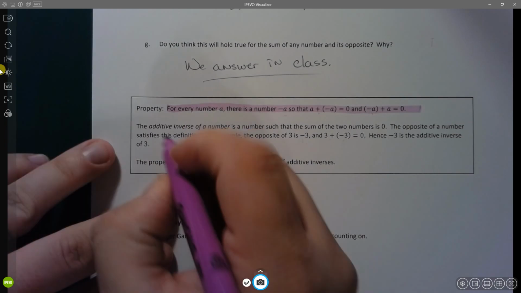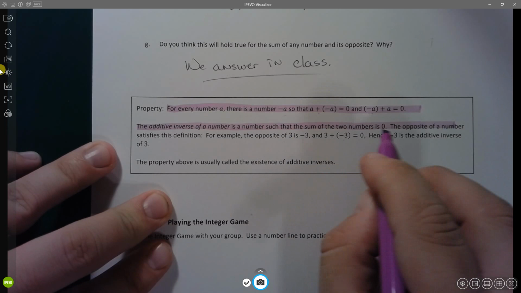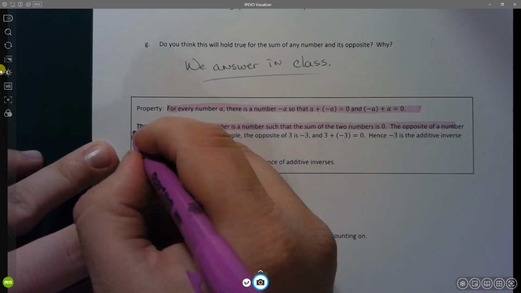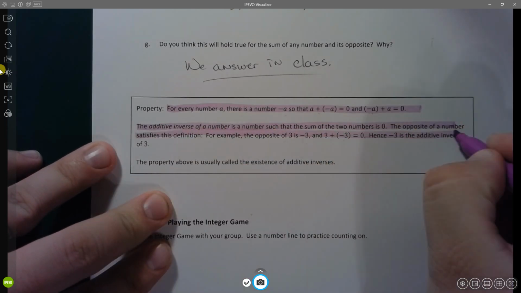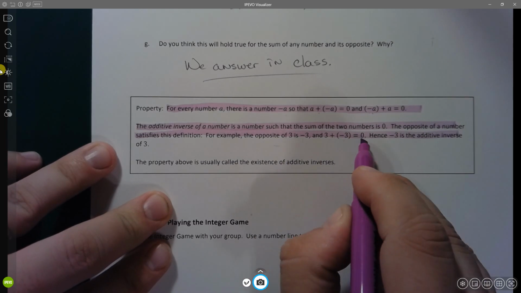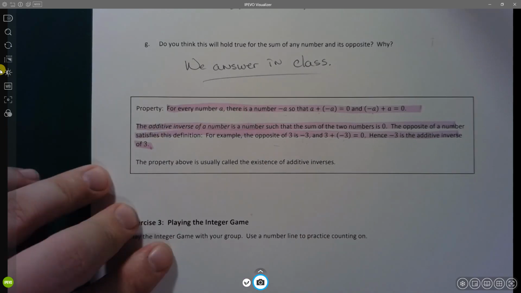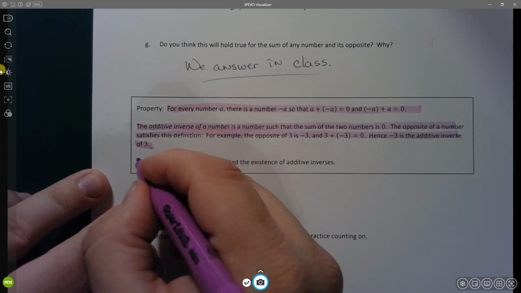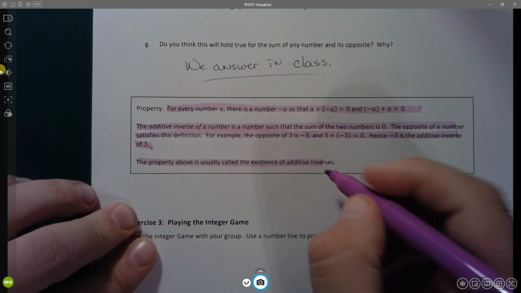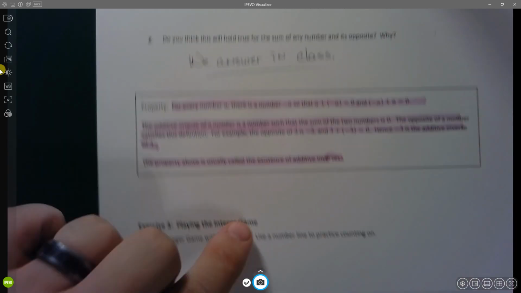So the additive inverse of a number is the number such that the sum of the two numbers is 0. The opposite of a number satisfies the definition. For example, the opposite of 3 is negative 3, so 3 plus negative 3 equals 0. Hence, negative 3 is the additive inverse of 3. The property above is usually called the existence of additive inverses. That's important. Do not forget that.